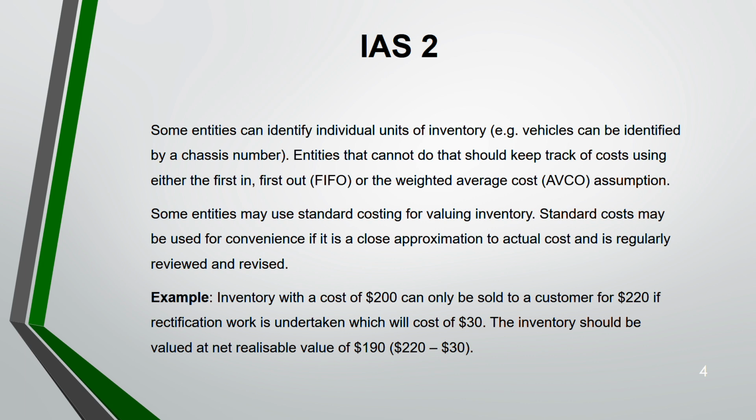Now, example. Inventory has a cost of 200 and it is sold to a customer for 220, with the cost undertaken of 30. So the rectification work cost is 30. First, the cost is 200. Your net realizable value will be the amount that you have sold, 220, minus the cost that you have undertaken, 30. So 220 minus 30 is 190, which is less than the cost of 200. So your inventory will be valued at net realizable value of 190.